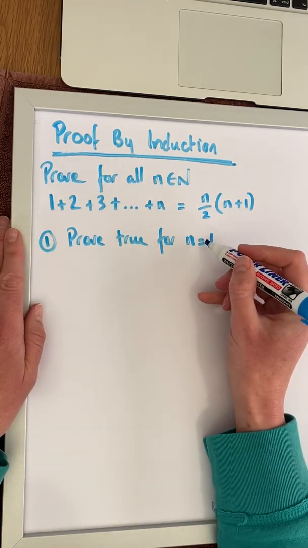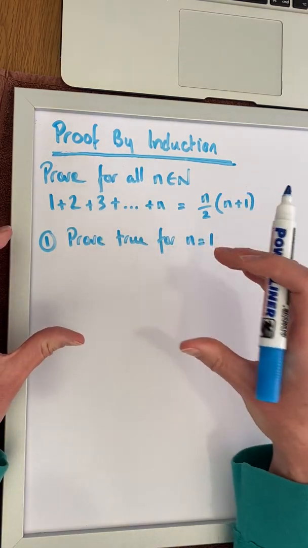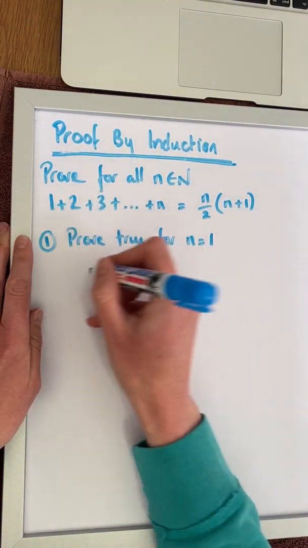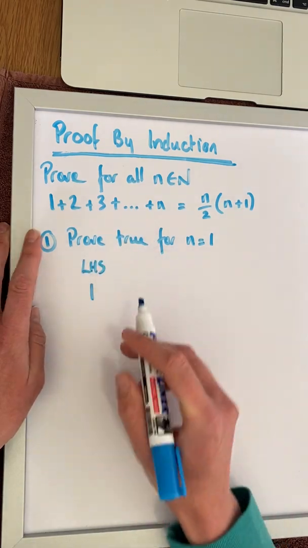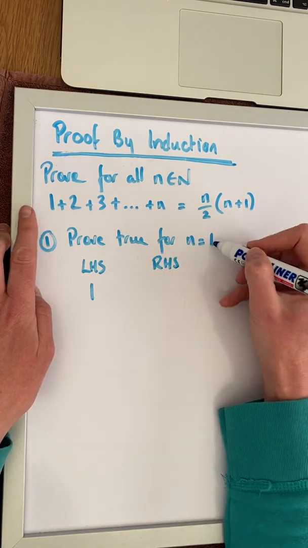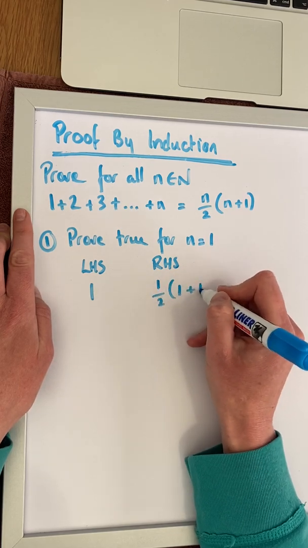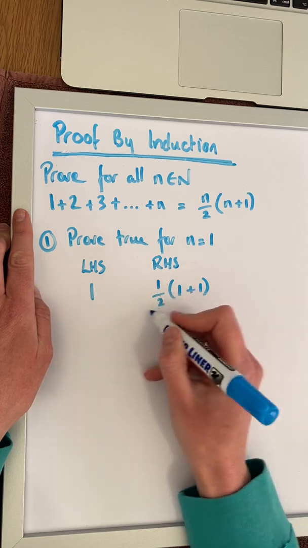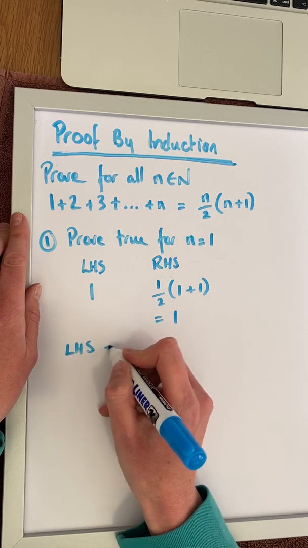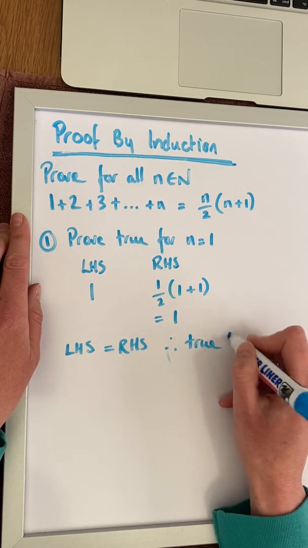What we do is we substitute 1 into the left-hand side, 1 into the right-hand side, and for some proofs, we want to make the left-hand side equal the right-hand side. That's your goal. So if we look at the left-hand side, it is just 1. We're just adding the first natural number. If we look at the right-hand side, we're substituting n equals 1 into our formula. So that's 1 over 2 times by 1 plus 1. 1 plus 1 is 2. 2 times by a half is 1. So we have the left-hand side is 1, the right-hand side is 1. Because the left-hand side is equal to the right-hand side, it is therefore true for n equals 1.